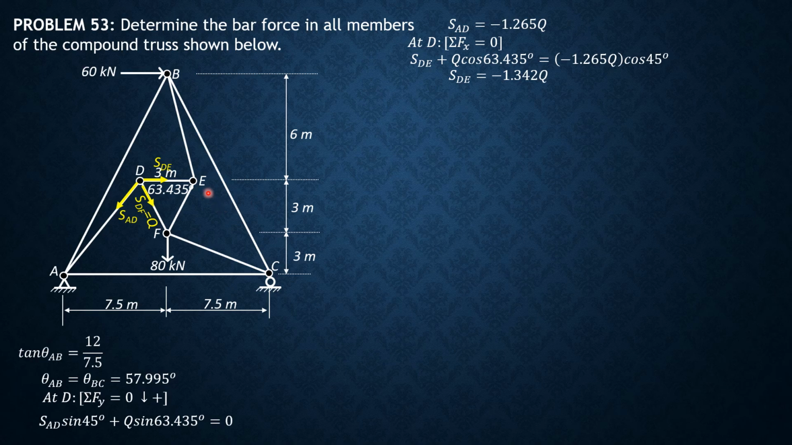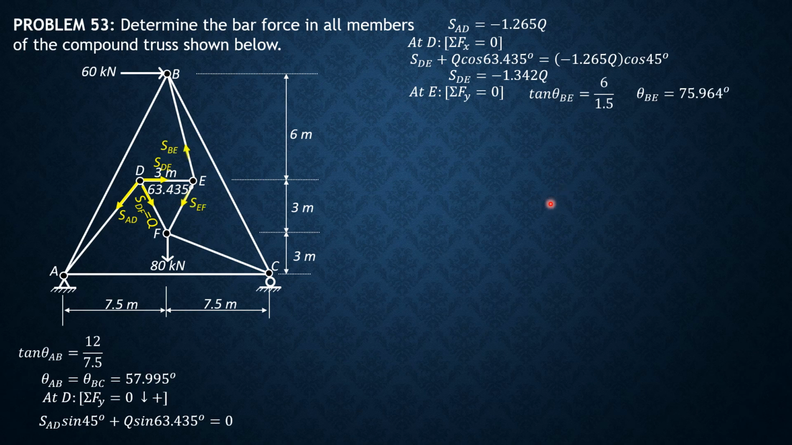Then we proceed to joint E. Summation forces Y first equals 0 to relate SBE in terms of EF. So tangent of theta BE is 6 over 1.5. Half of 3 is 1.5. So theta BE is 75.964 degrees.